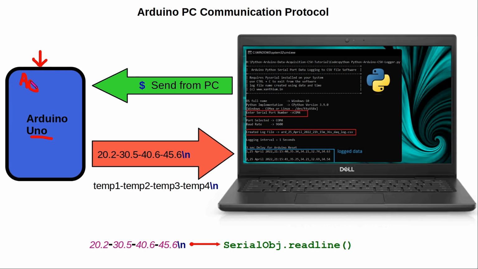Now we have a PC here. The PC may be running Windows or Linux, and we have a Python script running on it. Make sure that the PySerial is installed. So when you run the program, the Python script will send the character $, this one, towards the Arduino. We will send the $ in ASCII format, and the Arduino UNO will receive it.